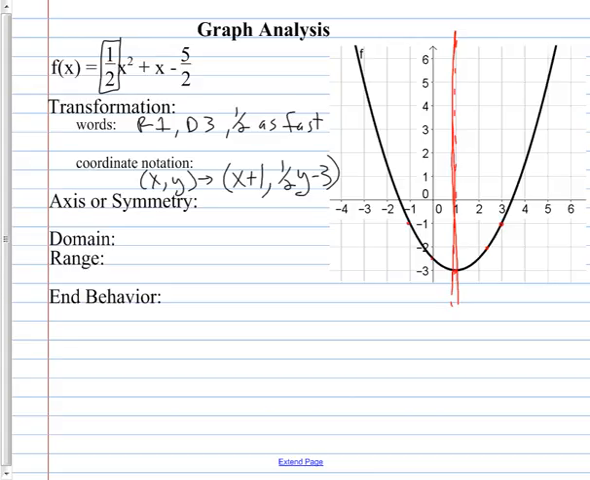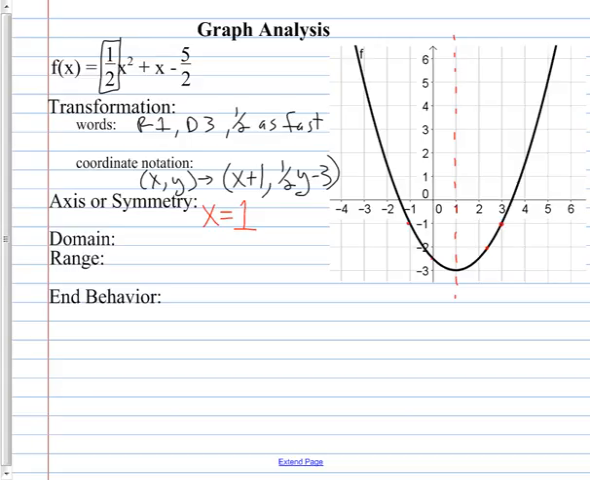As a vertical line, it would have the equation x equals something. And in this case, the x value of that line was at 1. So the axis of symmetry for this quadratic is x equals 1. It's always the x value of the vertex, because the vertex is always in the middle of the graph. Wherever the vertex is, whatever that x location is, is the axis of symmetry.